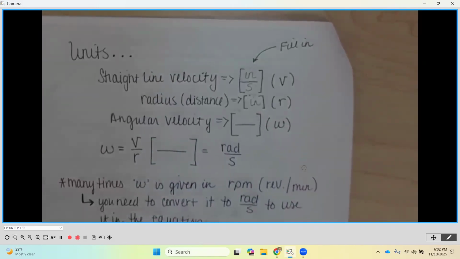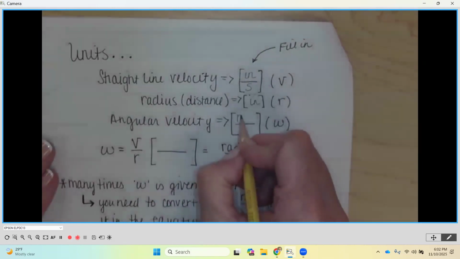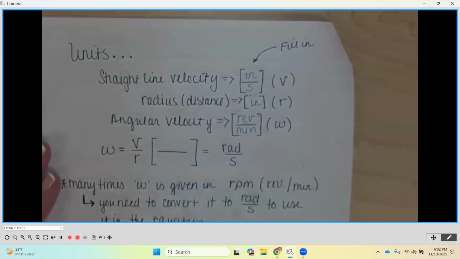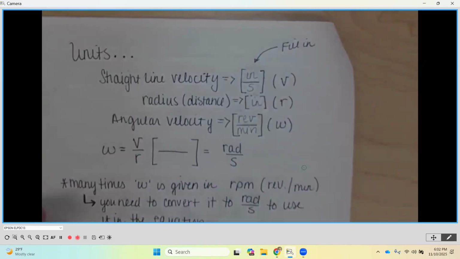Angular velocity, W. Now this one might be a little new, okay? So angular velocity is going to be revolutions per minute, okay? That's it. And we're going to look at another one, but really kind of the same.